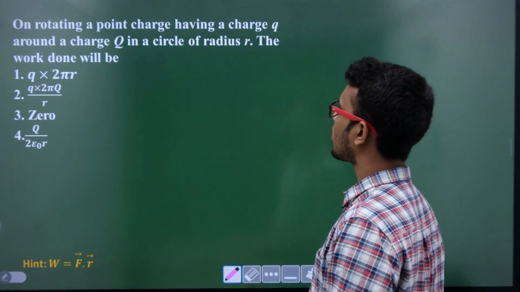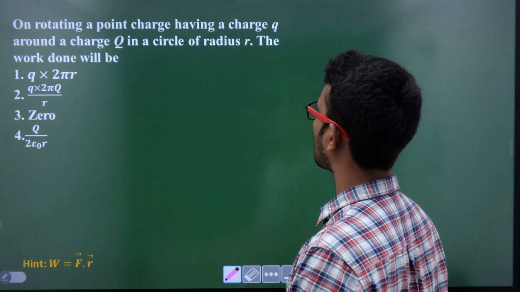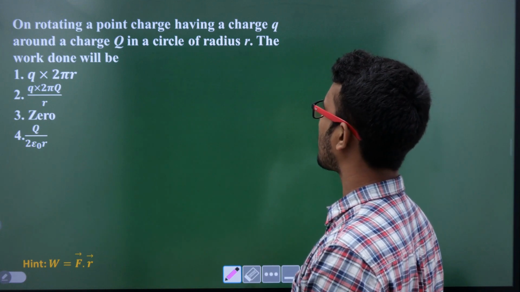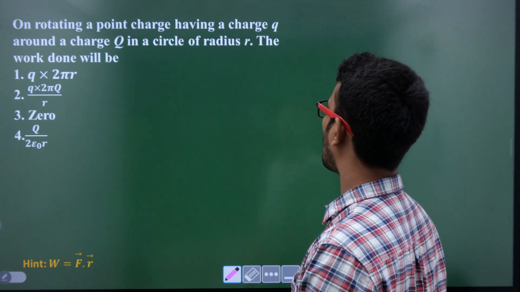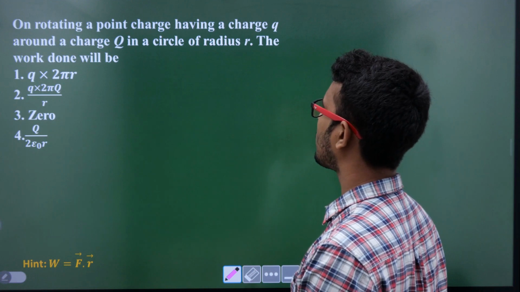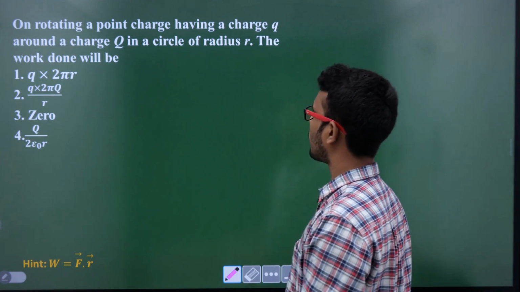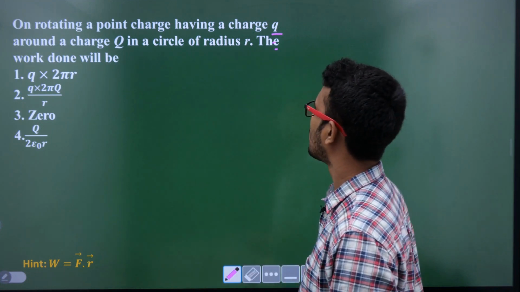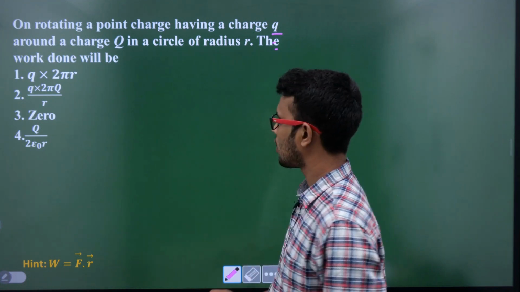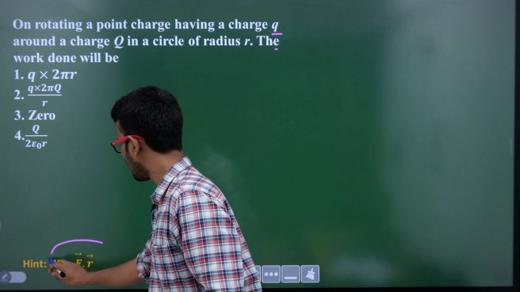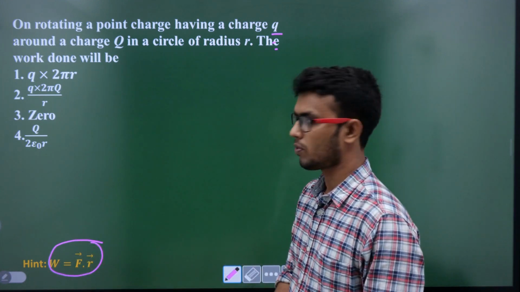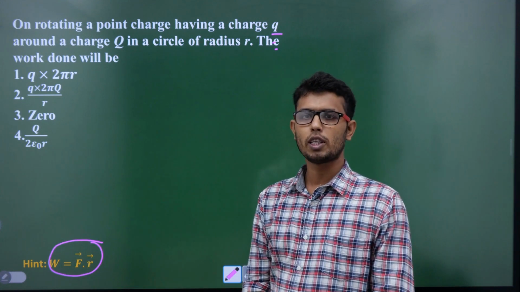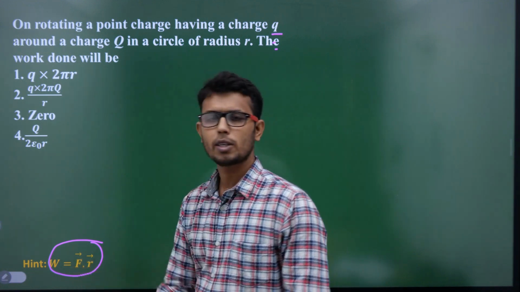So the question is, on rotating a point charge having a charge of small q around the charge capital Q in a circle of radius small r, the work done will be. So we have to calculate work done on the charge small q which is rotating around the charge capital Q, and the value of work done is calculated by using this formula, that is work done equal to force dot displacement vector, where r is the displacement vector.